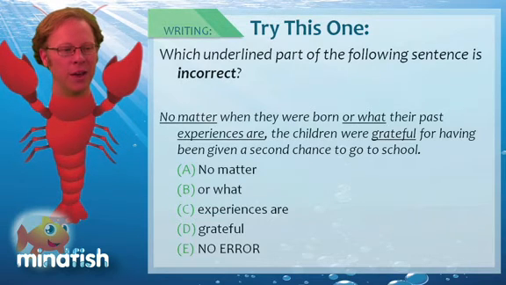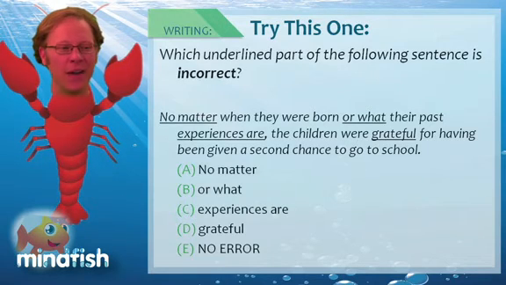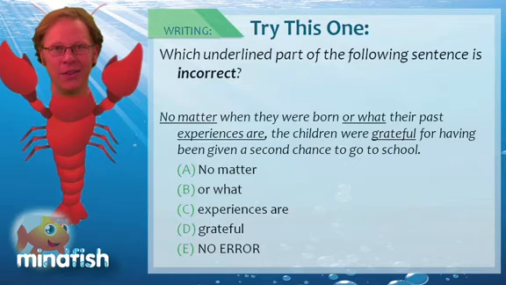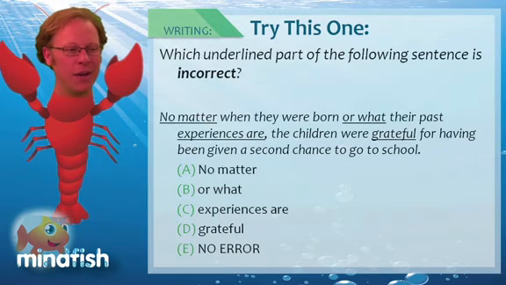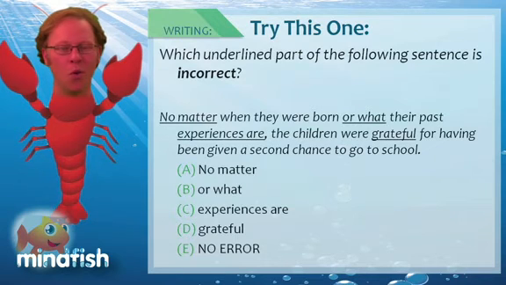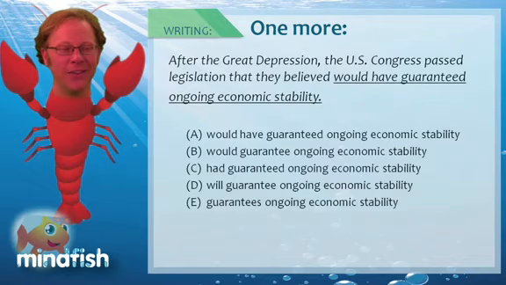And the clue here is that we have a reference to the past already at the beginning of the sentence. It says, no matter when they were born or what their past experiences were. We even get the specific word past, and we already have the word were earlier in the sentence. So based on our principle of making things match and just generally making verbs in the right tense, we need to say experiences were instead of experiences are. One more example and I'll let you go.